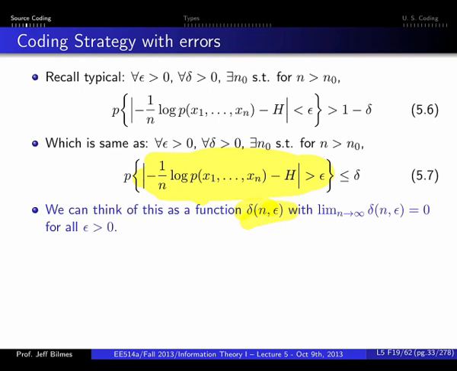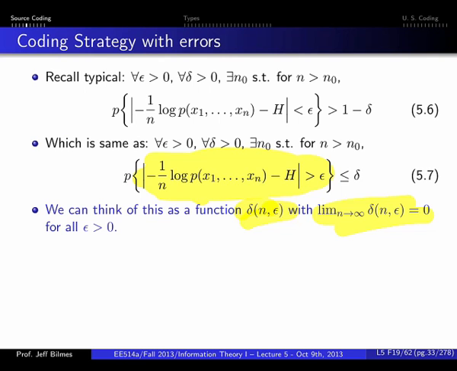And what this means, this definition and the weak law of large numbers and the definition of the limit, basically says that the limit as n goes to infinity of delta of n and epsilon, for any epsilon greater than 0, is going to be 0. So the limit is 0.